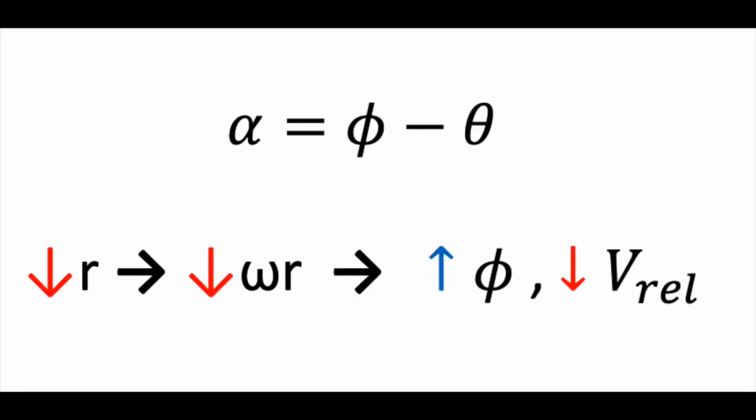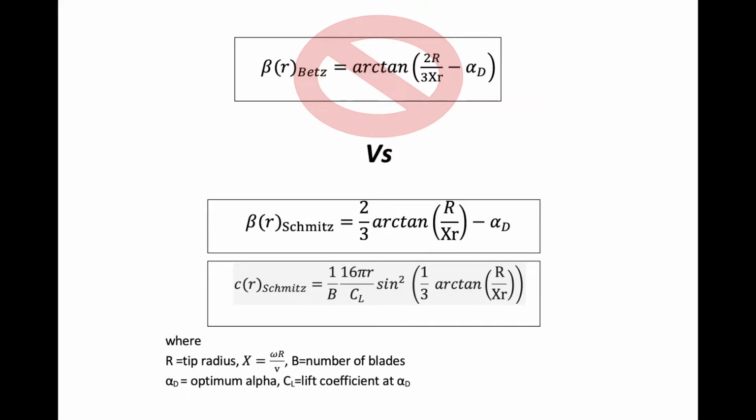In order to keep alpha at an optimum constant value, theta must change accordingly as phi changes. Therefore, as the radius of the blade decreases towards the root, theta must increase. What is more, an increase in relative velocity as r increases means that the chord length must decrease to keep the load and deflections within acceptable limits. The twist angles and chord lengths were calculated with Schmidt's formula for a design TSR of 4.5 and optimum alpha around 6 degrees by dividing the blade into 8 sections.